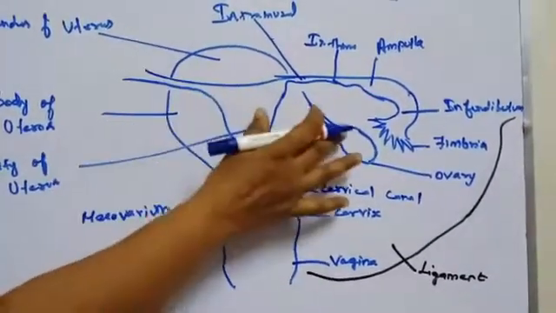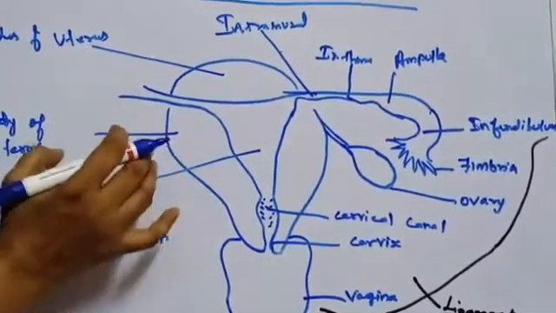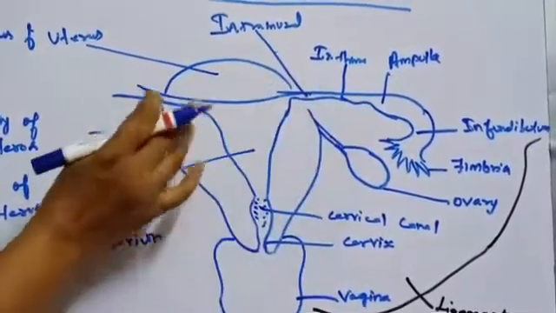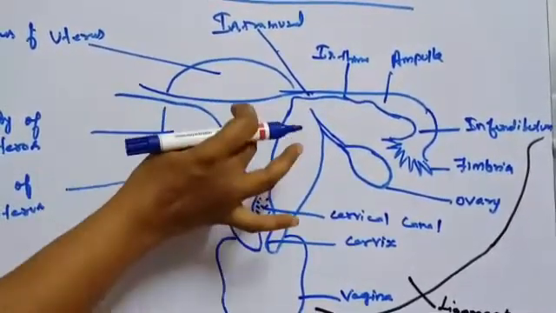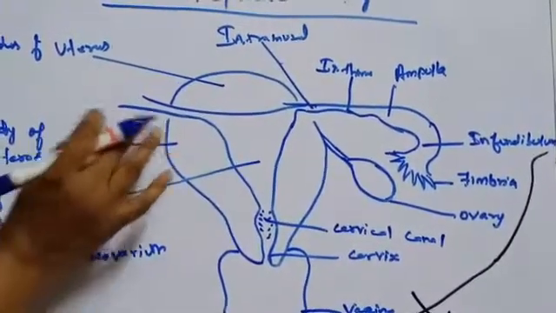So the primary sex organs are the ovaries, and what are the secondary sex organs? One pair of fallopian tubes, here one fallopian tube and here one fallopian tube, then one uterus and one vagina. These are the secondary sexual organs.